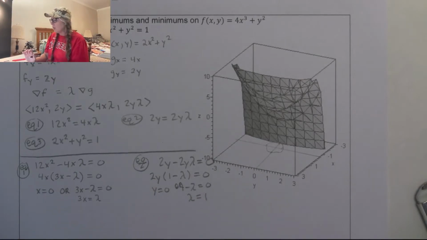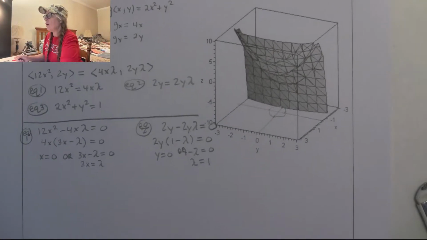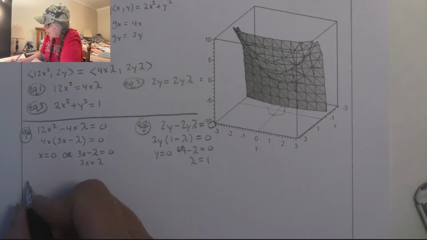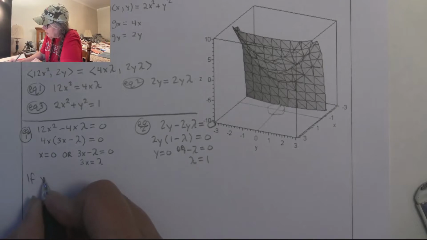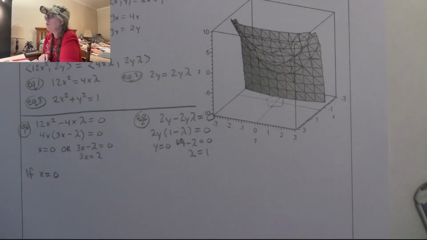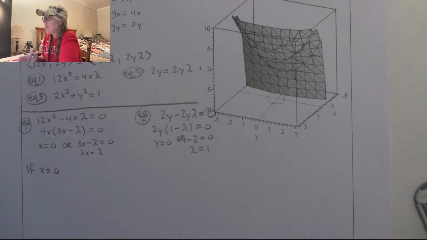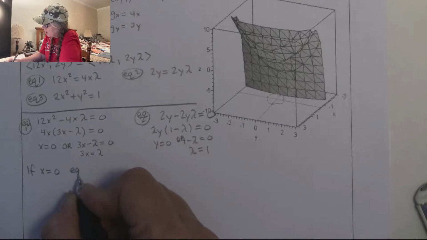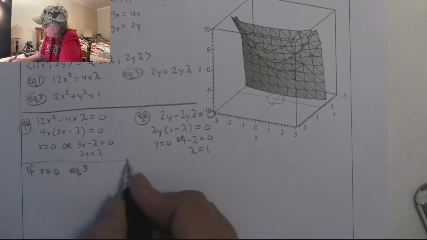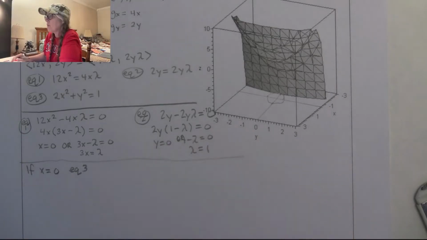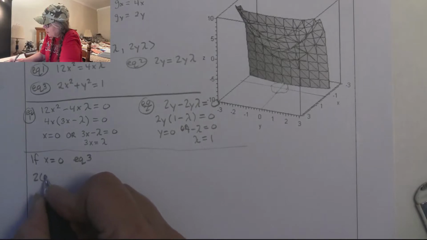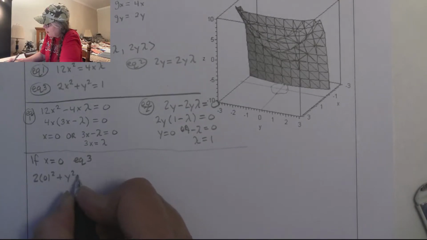And so anyway, here is my idea, that I'm going to use all of these things that I just found that can happen for me. I'm going to say if x is 0, just because it's the first one listed here, I'm going to be putting this into equation 3. So I kind of put these 2 equations together and I came up with something. And into equation 3 I go with x is 0. So 2 times 0 squared plus y squared equals 1.